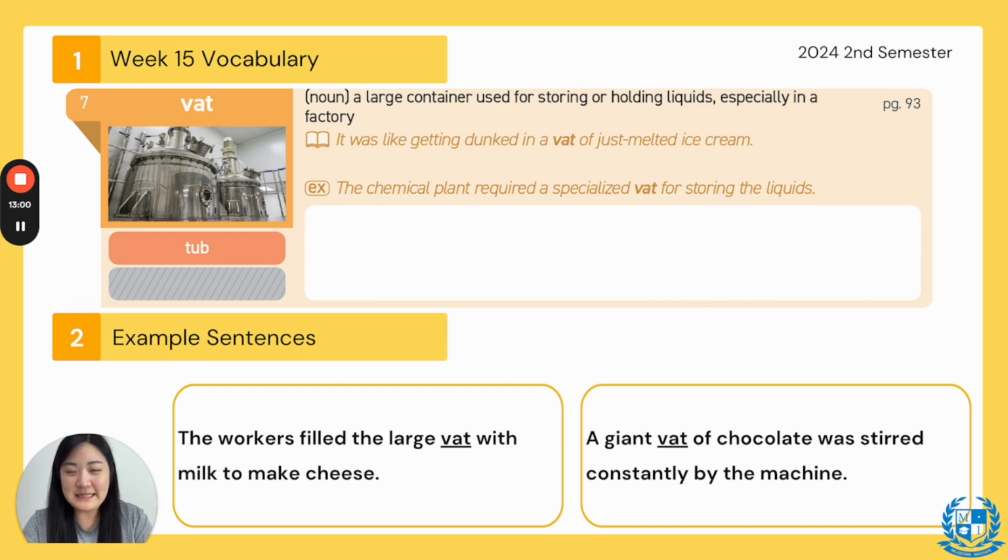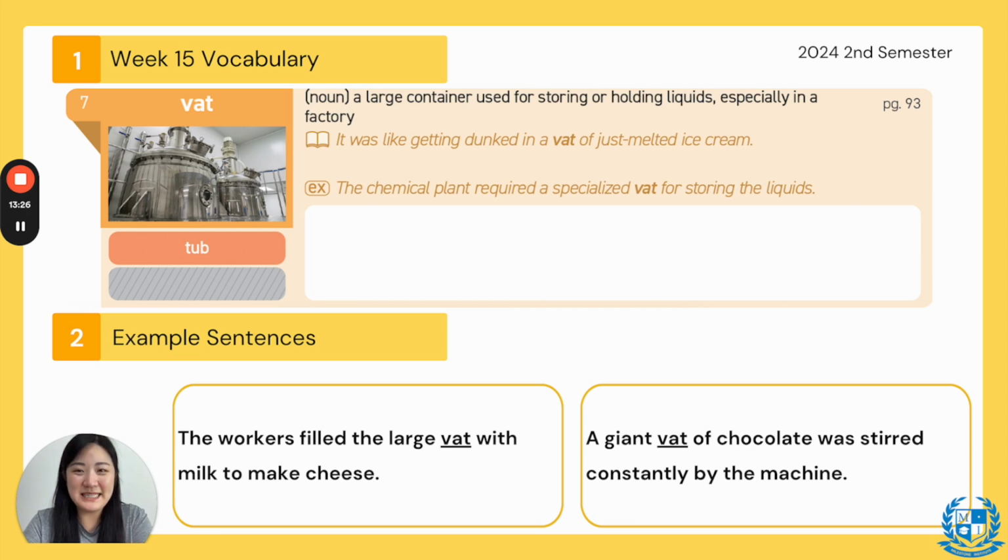Number 7, everyone say vat. Vat. It is a tub and it's a noun because it's a thing and it means a large container used for storing or holding liquids, especially in a factory. You wouldn't have a vat at home unless you live in a huge factory, but I doubt it. I doubt you have a vat at home.